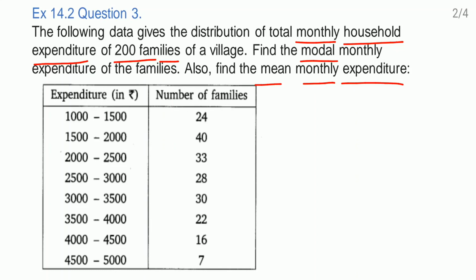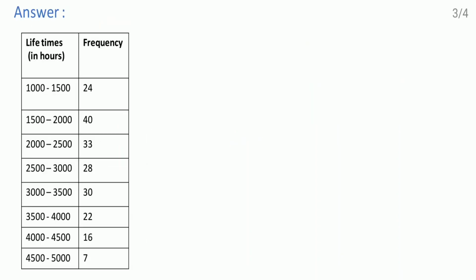Now look at the table. They have given in the first column expenditure in rupees and number of families in the second column. That means there are 24 families whose monthly expenditure is between 1000 to 1500. There are 40 families whose monthly expenditure is between 1500 to 2000 and so on. So let us see how to find out the mode. Here, for the mode, only the first two columns we need.